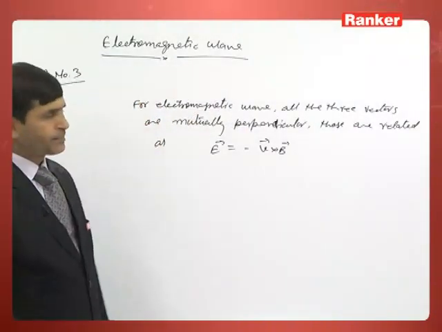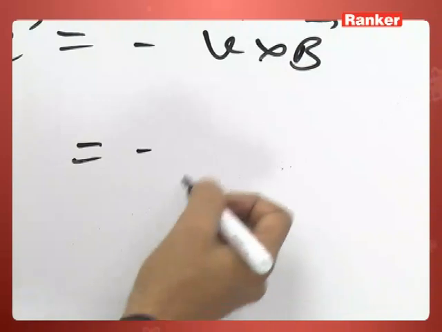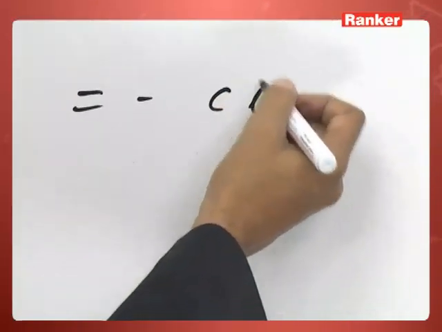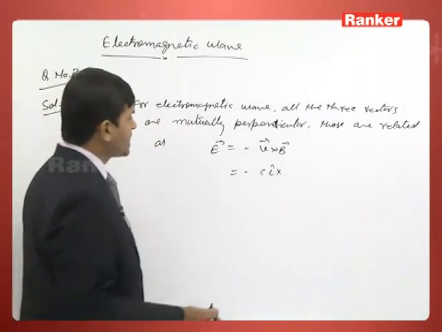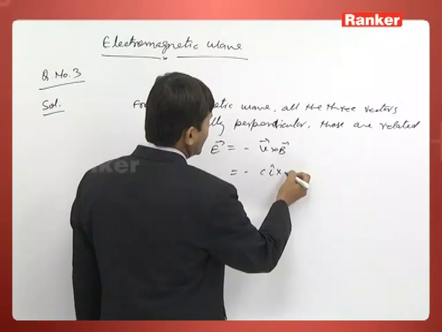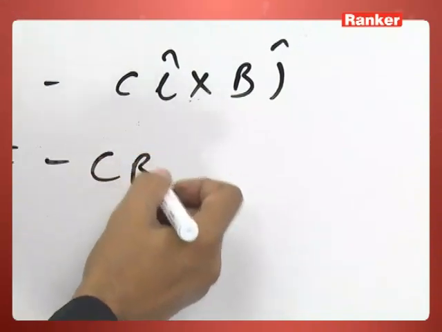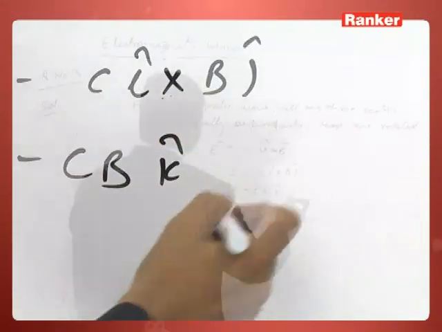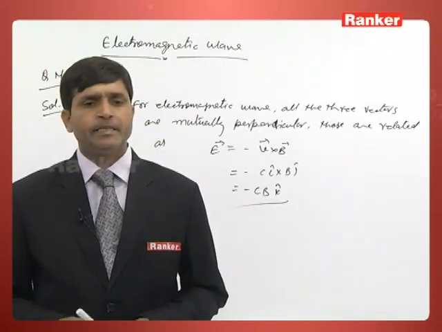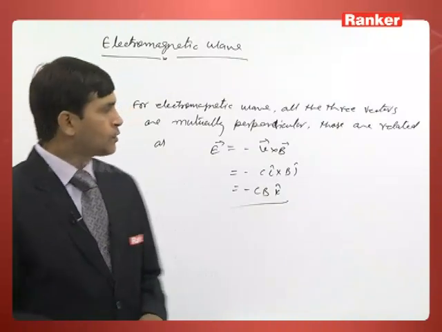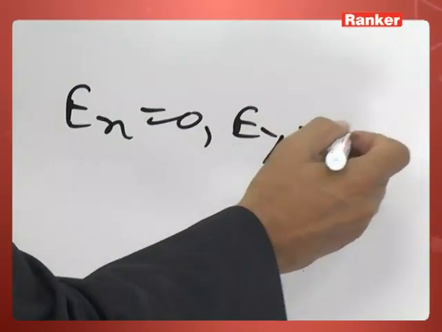So first of all, as it is given, velocity is along x direction, that is V i cap, and magnetic field is given along y direction. So that can be said as B j cap. So this will be i cross j, or k cap. So electric field vector must be along k cap, meaning z direction. So Ex will be 0, Ey will be 0.